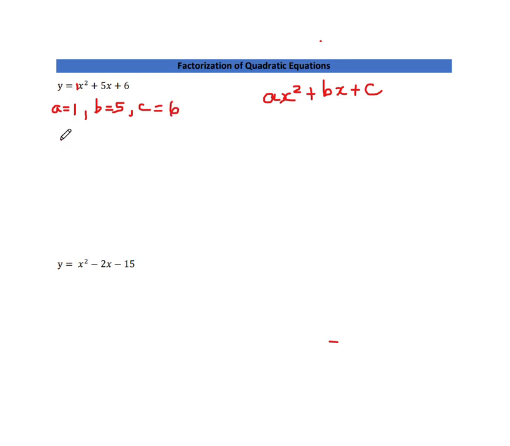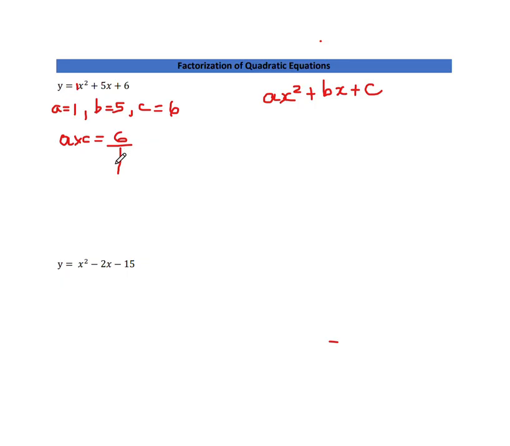Once you have written down a, b, and c, the next thing you want to do is to multiply a by c. And a is 1, c is 6, so 1 multiplied by 6 is 6. Then I draw a little t here, because my next step is to now try and find two numbers that can be multiplied to give us ac and also added to give b.